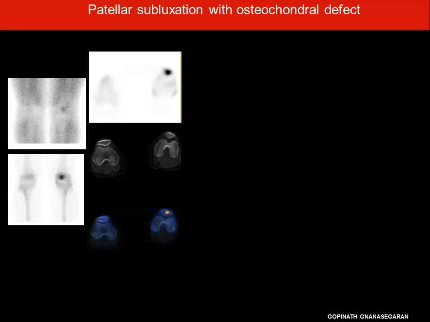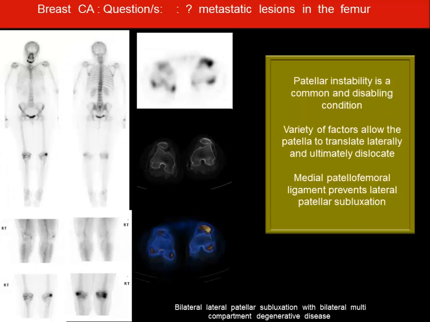The patella is the most complicated part of the knee joint because it is quite flexible, it moves in all directions. In this case, there is a focal uptake here, and if you could see this patella and this one, even though it is slightly maltracking, this one is just out of focus. So there is an increased uptake here, which is not in the fossa, it is going outside. The patient got persistent pain, so it is subluxated. So patellar instability is a common and a disabling condition.